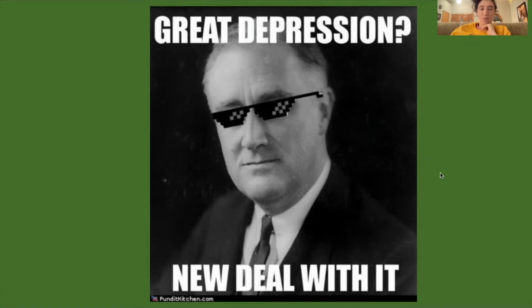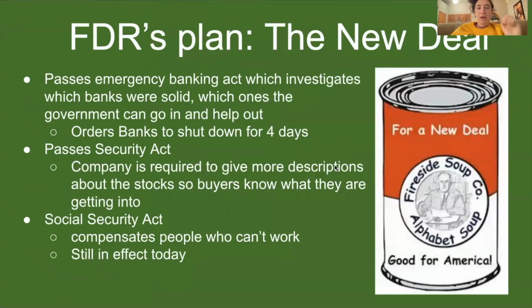So we left off with FDR coming in and doing the complete opposite of Herbert Hoover, helping people, giving government aid, where Hoover was like, the government's not helping at all. FDR creates what's called the New Deal. Basically he creates a bunch of different government aid organizations to help people in need.